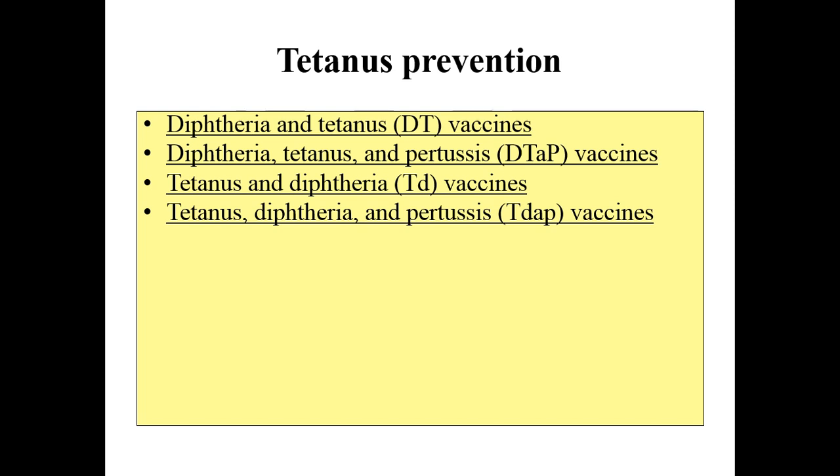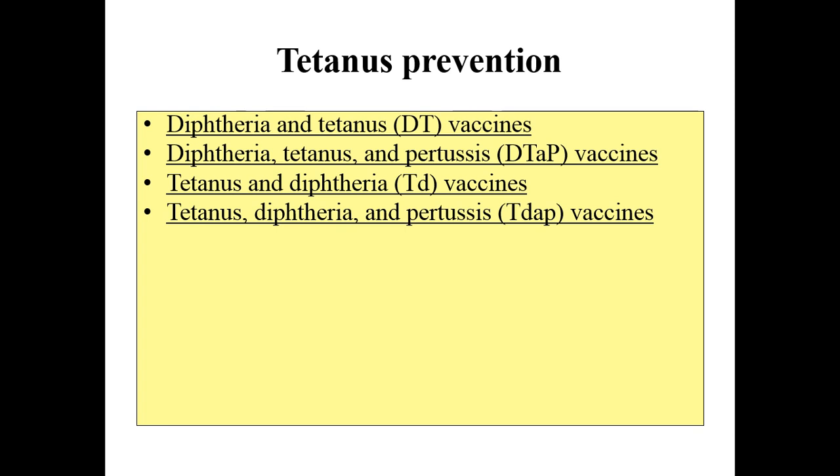And the tetanus prevention. Diphtheria and tetanus vaccines we use, diphtheria, tetanus, and pertussis vaccines we use, tetanus and diphtheria vaccines. Tetanus toxoid is commonly used for active immunization. It is available either as monovalent vaccine, plain formal toxoid. Toxoid is prepared by incubating toxin with formalin, and is used for primary immunization of children.